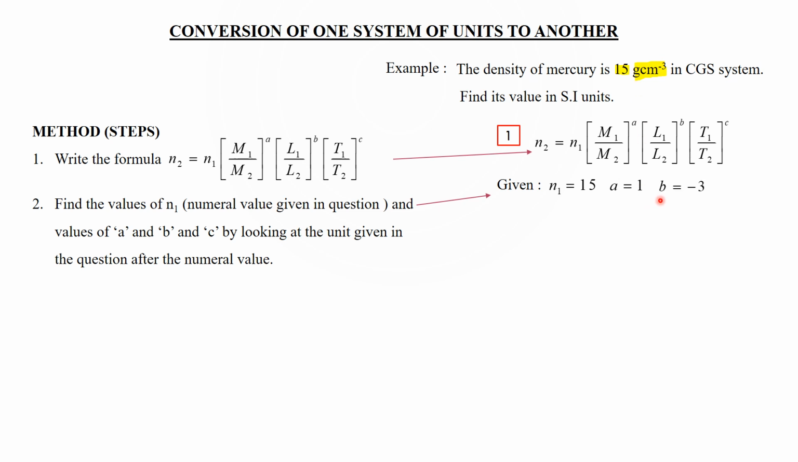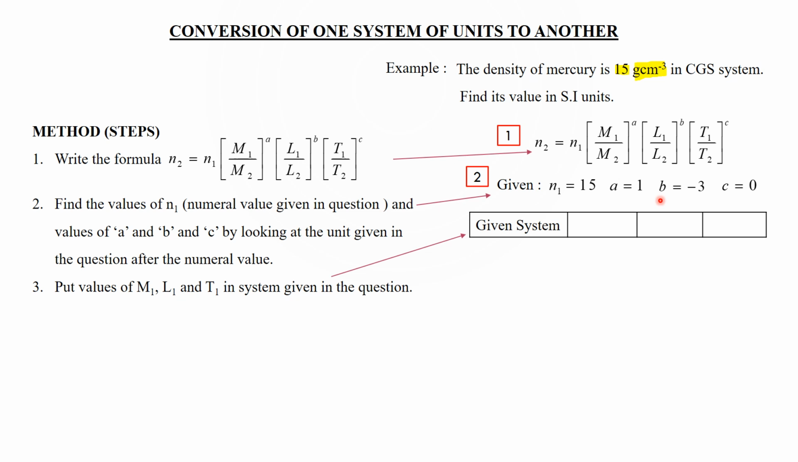B is minus 3 because centimeter is to the power of minus 3. And T is not there, that is no second or hour information or any time related thing. So C is 0. So this was step 2. Step 3. Put the values of M1, L1 and T1 in the system given in the question. So which is the given system? In the given system, the mass is in gram. That's why M1 is 1 gram. L1 is 1 centimeter, and is time there? No. So leave it.